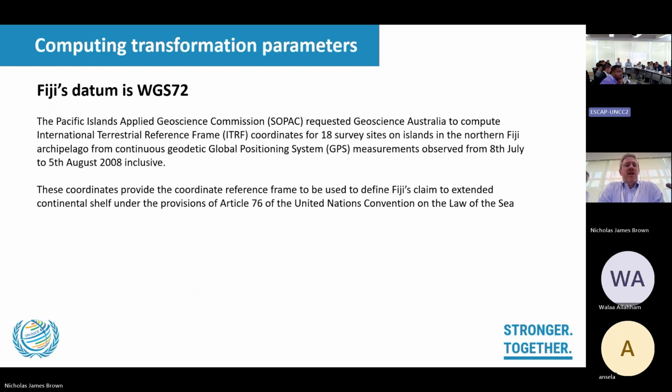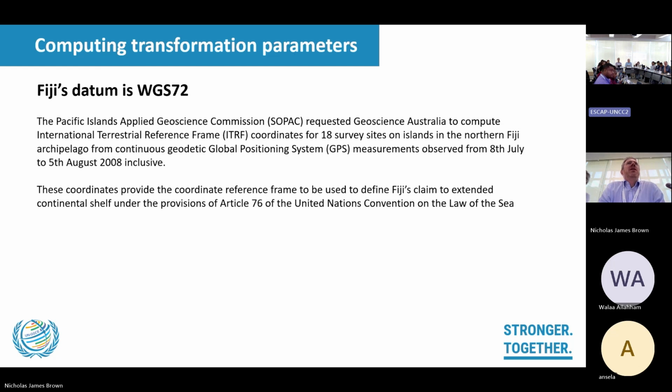The Pacific Islands, so SOPAC, where Andrik's old workplace, requested the help from Geoscience Australia to compute international terrestrial reference frame coordinates at 18 different survey marks on the islands in northern Fiji, from continuous GPS measurements. And this was back in, what did we have? We had about a month, 4 weeks worth of data in 2008.